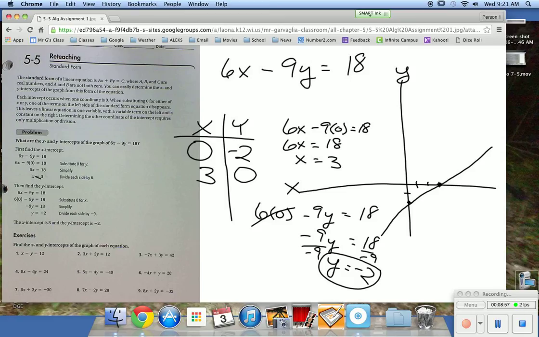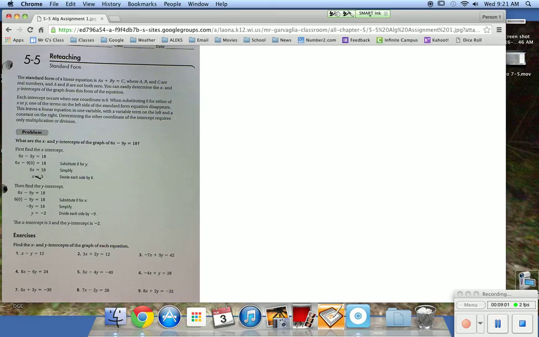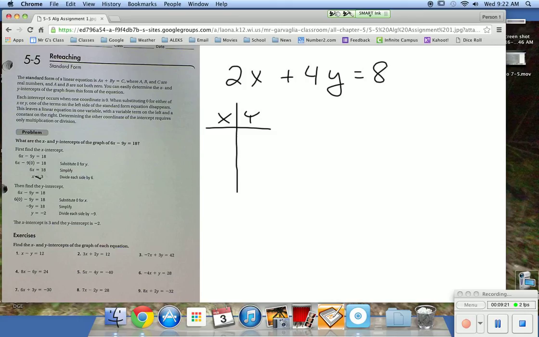Let's do another one. Let's try 2x plus 4y equals 8. Let's do my t-chart. X and y. First number we put in, first number we put in?